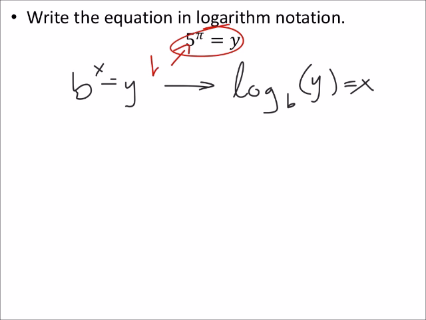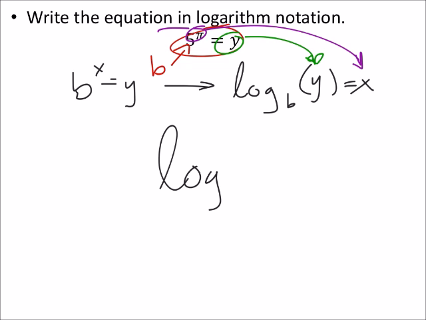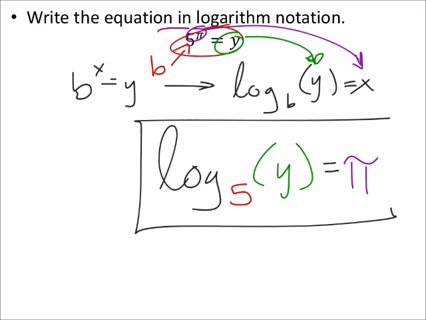The 5 is the b value. The exponent right here is pi, and that's going to be this x value here. And of course, the y value will just be the y. So this ends up being log with the base b, which is 5. And then we've got a y value, which is just a y value. And this should equal the x, which in this case is pi. There we go. We changed this into logarithm notation.